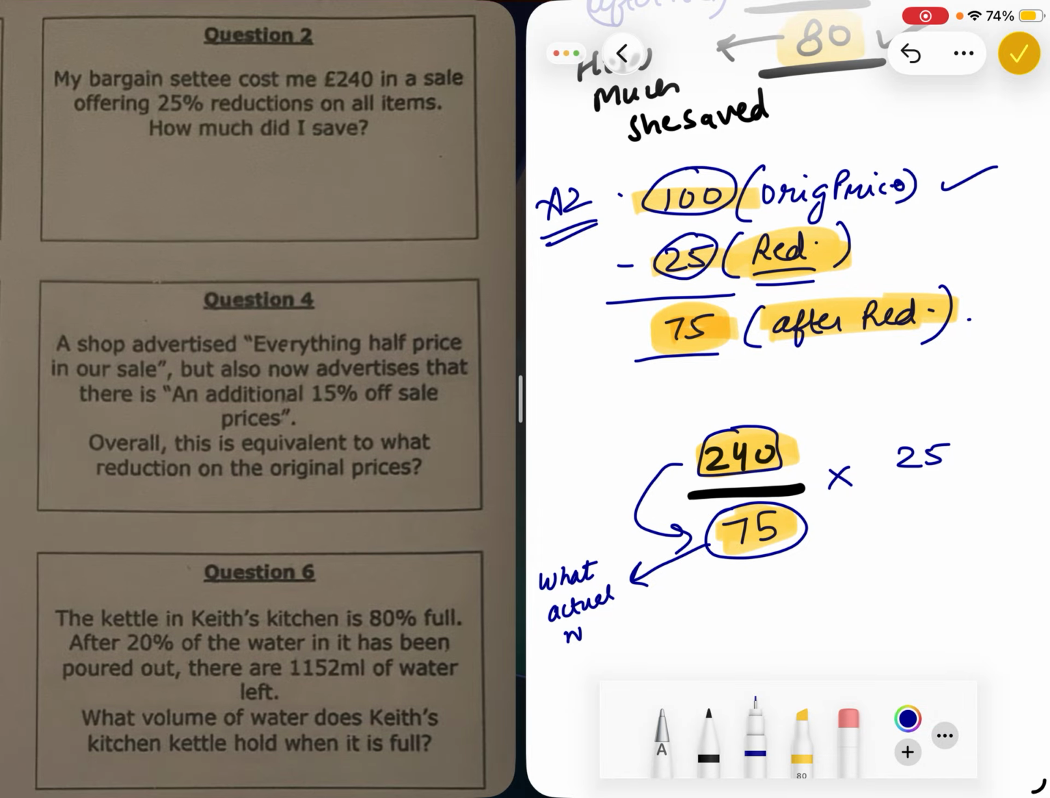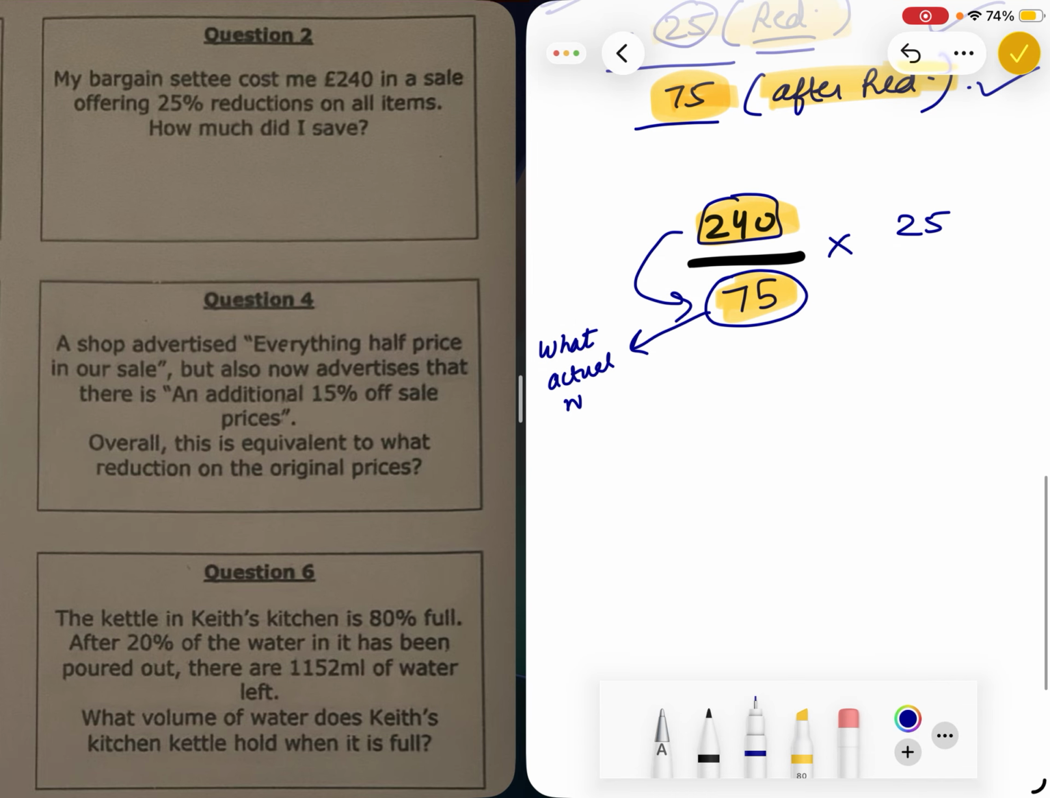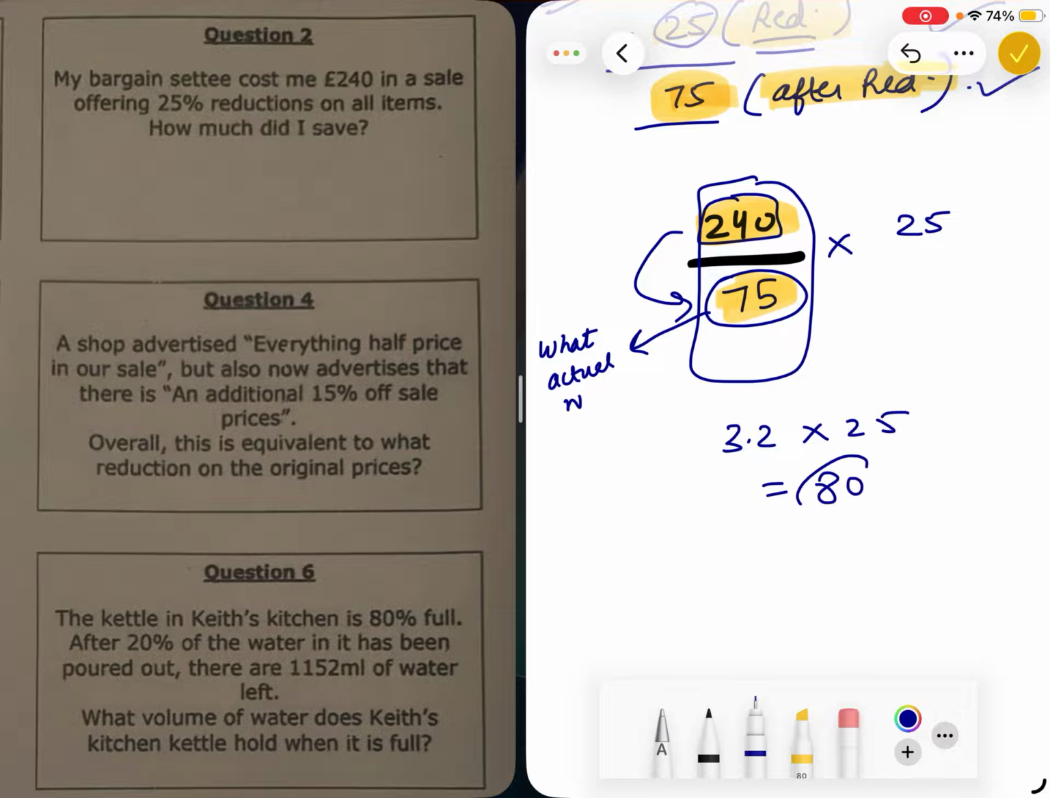What we have done is we have created portions. 100 is original price, 25 is reduction, 75 is after reduction. So you just do like this. Then you divide 240. This is basically a shortcut method. 240 divided by 75 and then multiplied by 25. So you can do this on calculator. You have 3.2 and 25 is 80. So you would directly have the reduction.